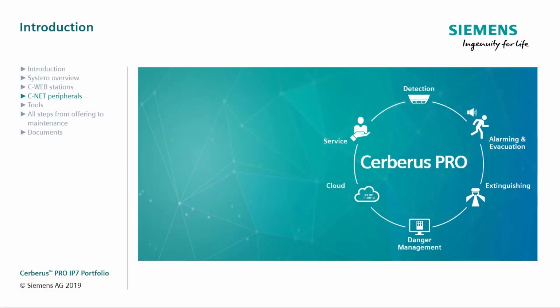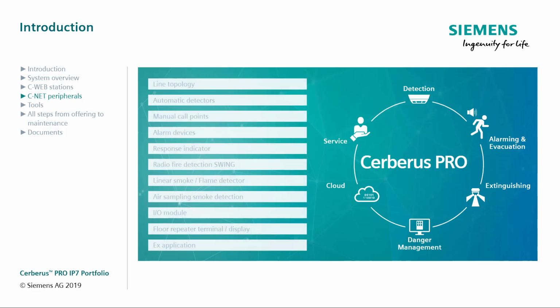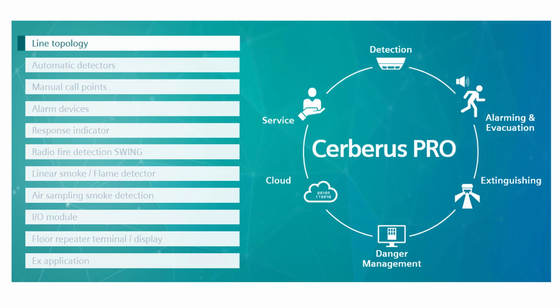In this chapter, we will go into more detail about the CNET devices. We will cover the following topics: line topology, automatic detectors, manual call points, alarm devices, response indicators, swing radio fire detection, linear smoke and flame detectors, air sampling smoke detection, I/O modules, floor repeater terminals and displays, and EX applications.